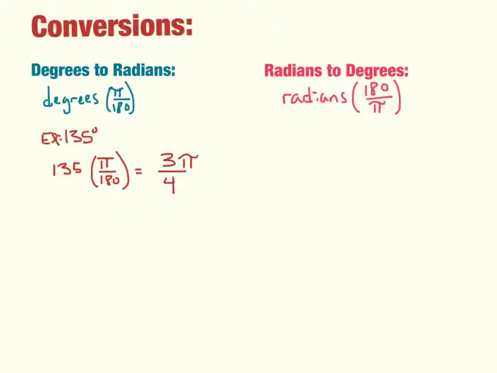Okay, if we're converting from radians to degrees, we multiply by 180 over pi and the pi's will cancel out. So if I wanted to do 7 pi over 4, and I want to know what that is in degrees, I say 7 pi over 4 times 180 over pi. Well, the pi's are going to cancel. So it's really just 7/4 times 180. And this will be 315 degrees.